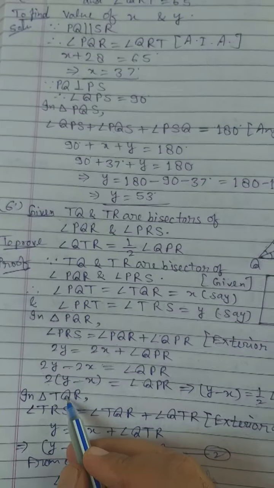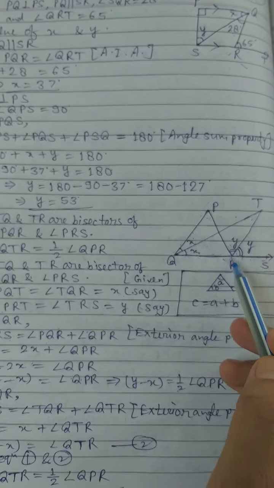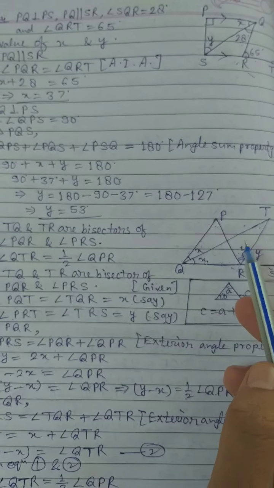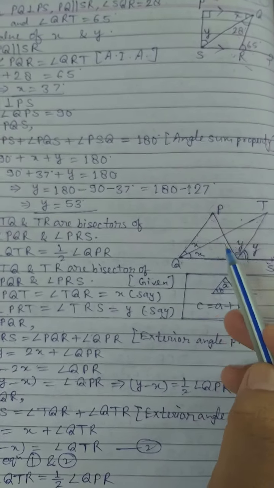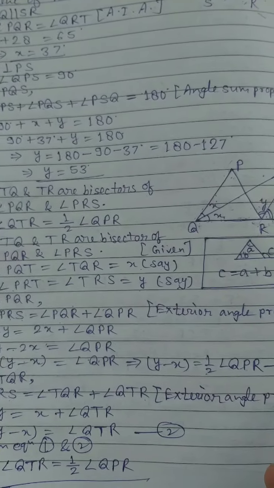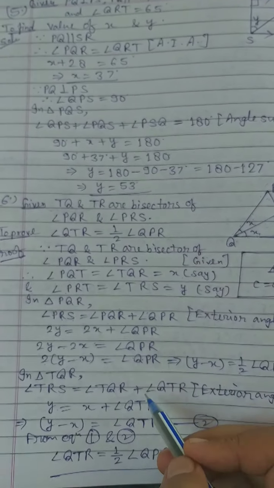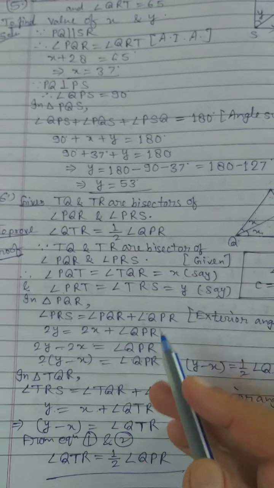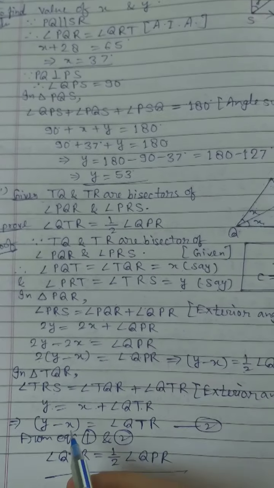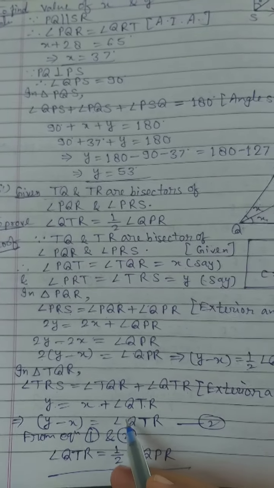Now in triangle TQR, we apply the exterior angle property. Angle TRS, the exterior angle, is equal to the sum of the opposite interior angles, so it equals angle TQR plus angle QTR. Now TRS is y, which we assumed, equals TQR, which is x, plus QTR, which we have to find. We have to find the relation between QTR and QPR. So x is transferred to the LHS and subtracted from y. So we have y minus x equals angle QTR.